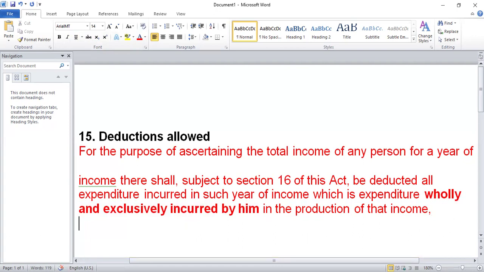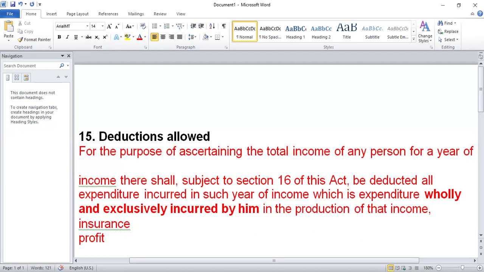Let's say you are doing a business of insurance. Then you only deduct those expenses that you incur which generate the profit of insurance. Because at the end of the year, for that insurance company, you will get a profit. So you need to deduct all the expenses that you incurred when deriving that profit.